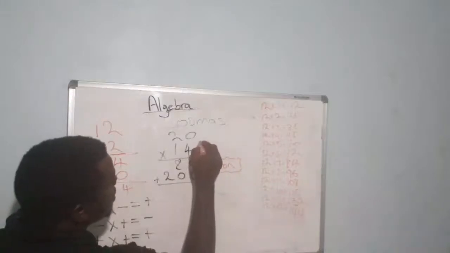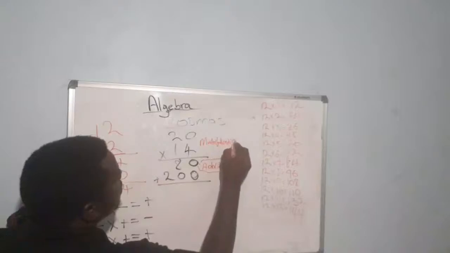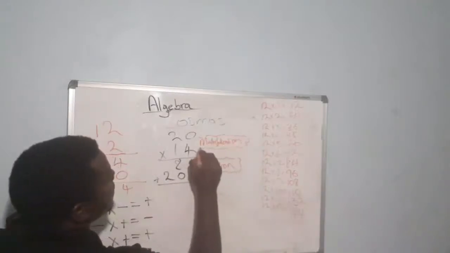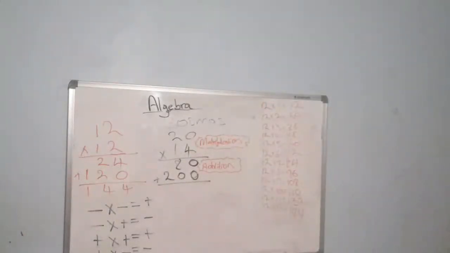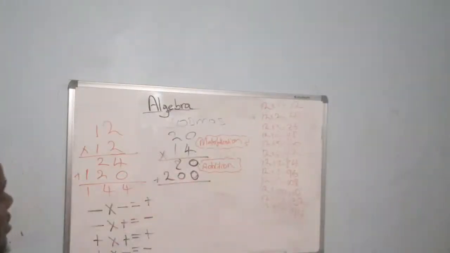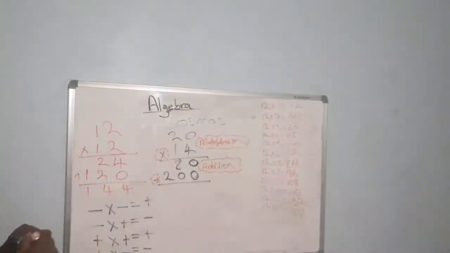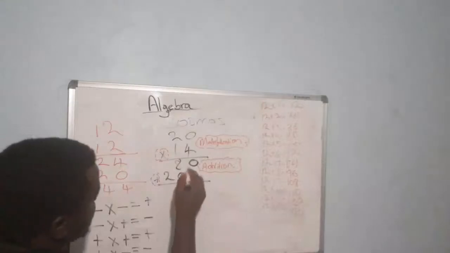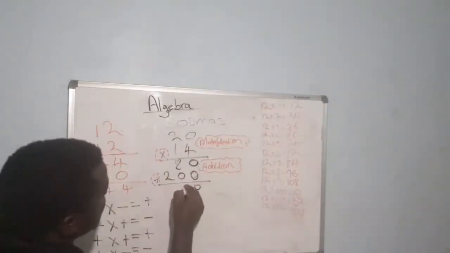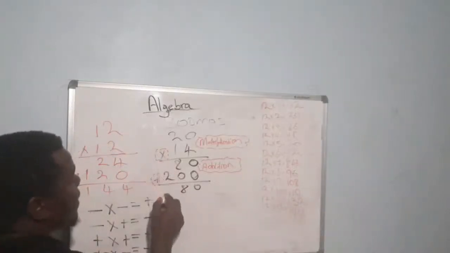And this is multiplication. So after you've completed your multiplication process, then you start adding at your second stage. So now we are at the addition stage. So this is multiplication and this is addition. So now we're adding. So it's 0 plus 0 is 0. 0 plus 8 is 8. And you bring down the 2 because you don't have anything to add it to.